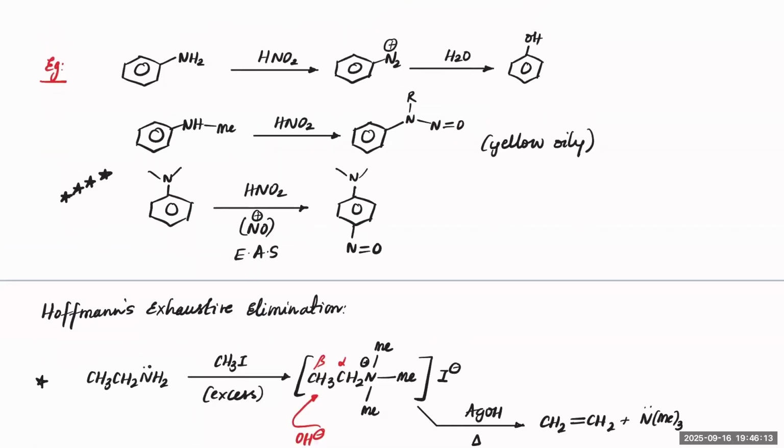From here, mostly reactions are repeated. Now see, aniline with HNO2 gives benzene diazonium salt. With water, you will get phenol. If it is a secondary amine, you will get yellow oil formation, which is the Liebermann nitroso test. If it is a 3 degree amine, you will get a nitro group substituting at the para position.